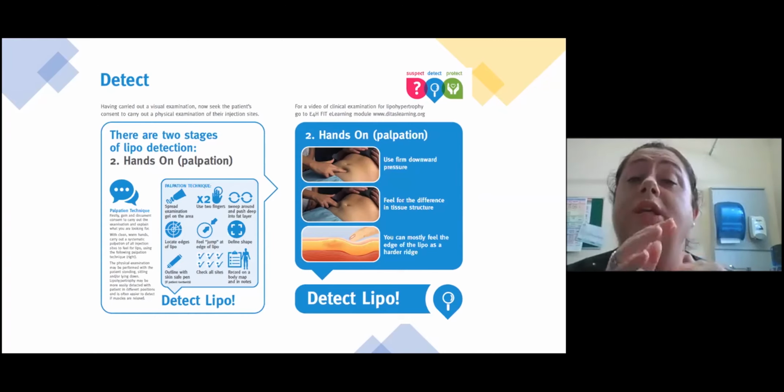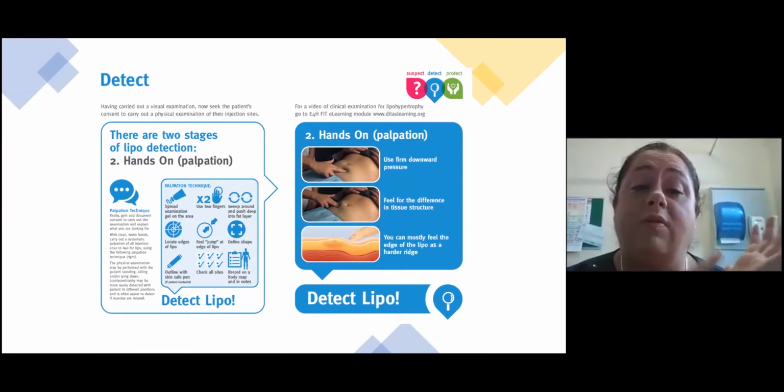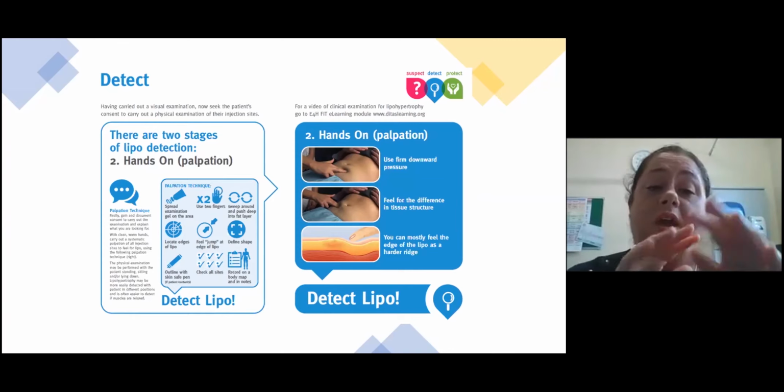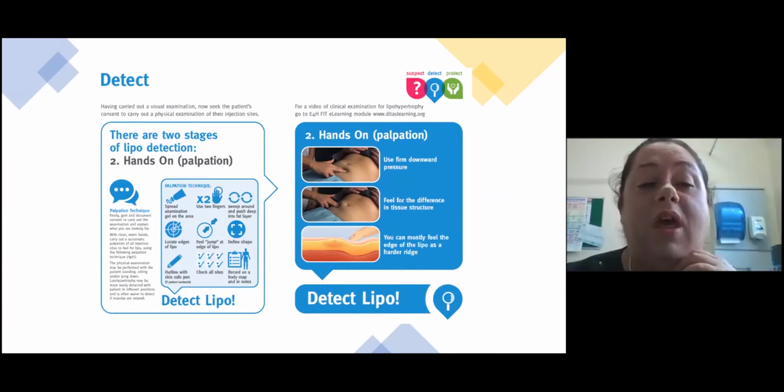But you do need gel. I think it's really important that you use gel and use two fingers, and sweep around and push into that fat layer. It's not just gently rubbing, it's really getting in there and really pushing down, just to try and feel it.